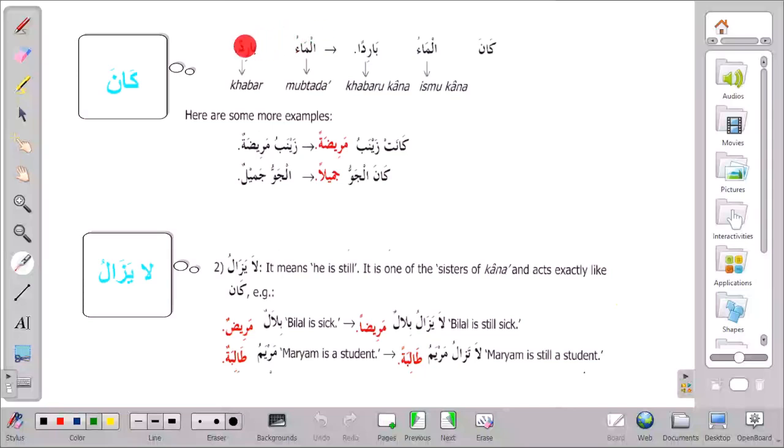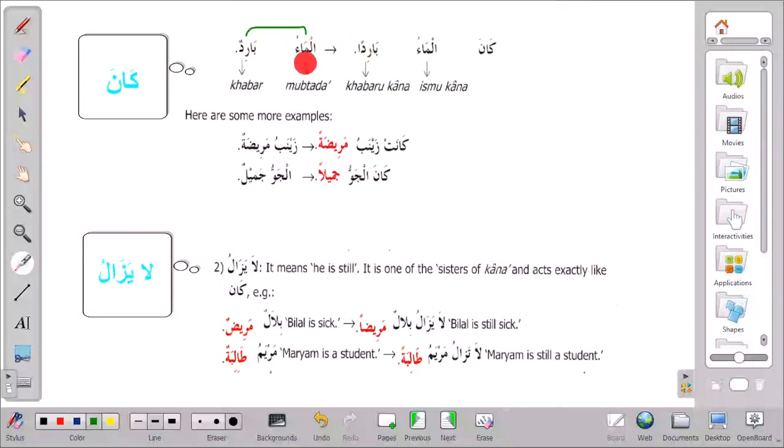Al-ma'u baridun, the water is cold. So here, al-ma'u is the mubtada, and that is the ism of kana. This is a very simple sentence. Al-ma'u baridun, the water is cold. If kana is added to it, if you want to say the water was cold, not now, the ma'u is the ism, the noun of kana, and baridun is the khabar, what gives us information about the water. If I say the water was, whatever I now come to say is what gives information about the noun that I just mentioned. I hope that is clear.